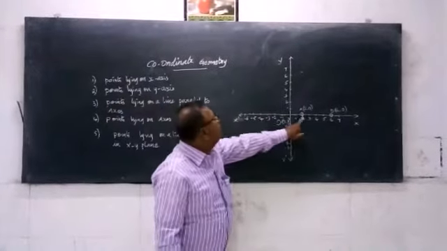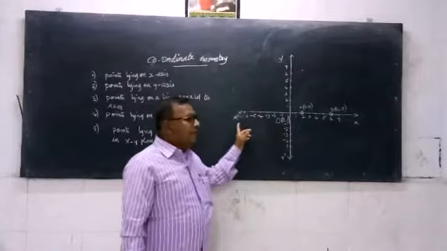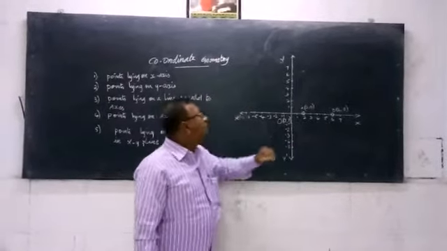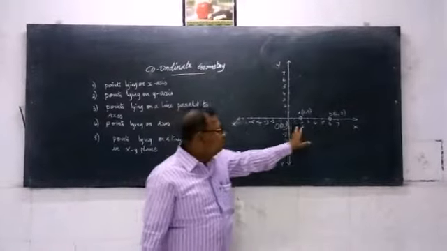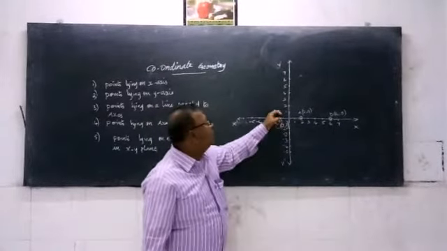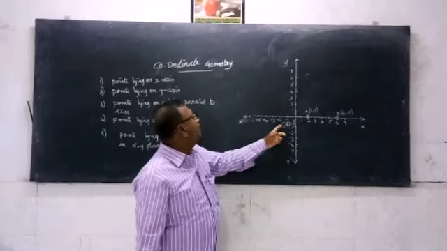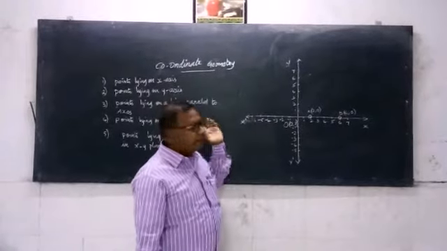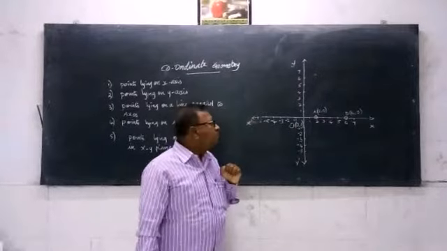Now observe carefully here. This is x, O, x dash, that is x-axis. Similarly y, O, y dash, y-axis. This is positive part of x-axis, this is positive part of y-axis. Here this is negative part of y-axis and this is negative part of x-axis. And this is O, 0, 0, the origin.